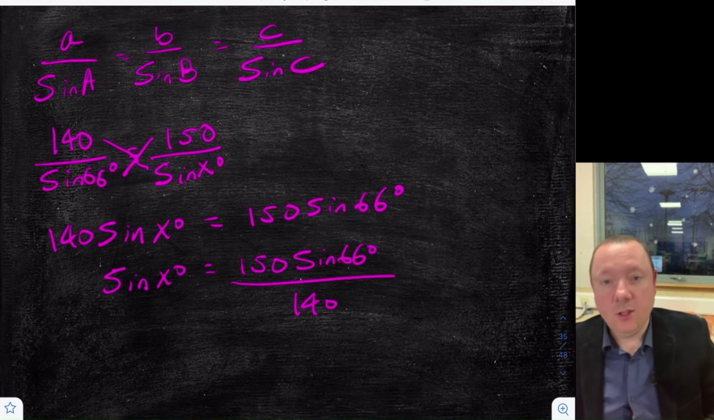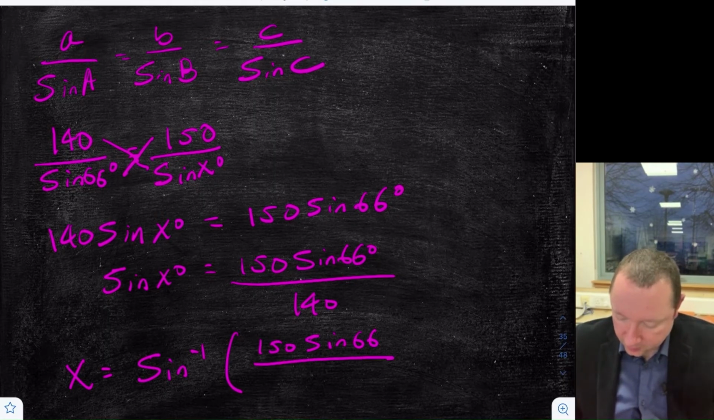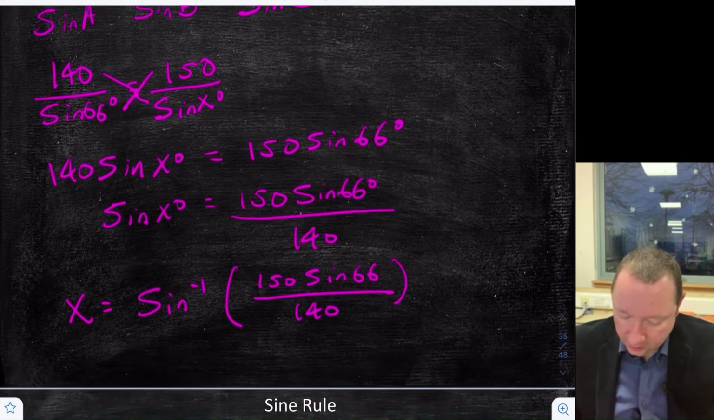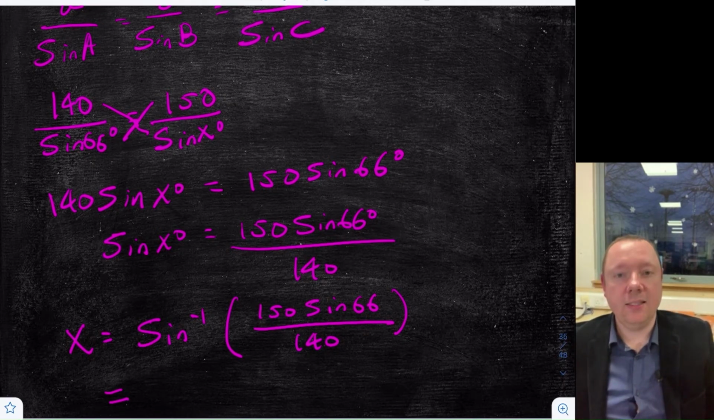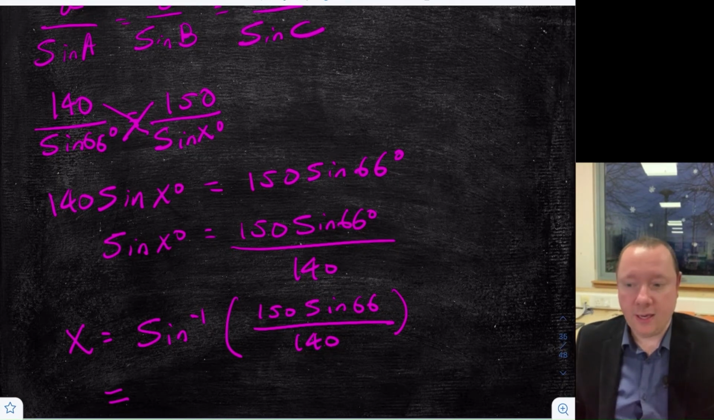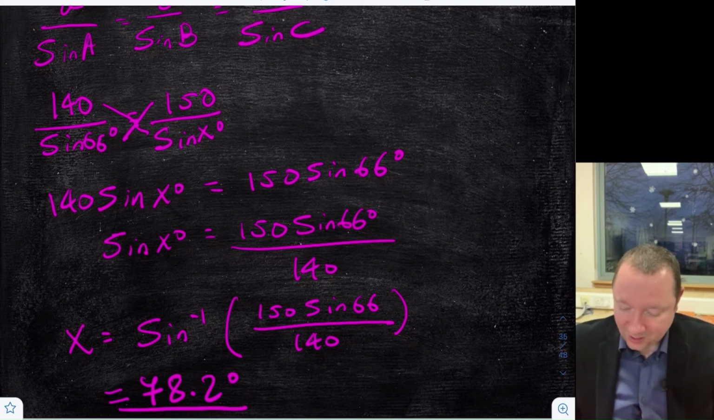So you need to do the inverse sine, because they've got sine x. So x equals the inverse sine of 150 times sine 66 divided by 140. Now you can do all that in a calculator in one step, where it's inverse sine, open a bracket, 150 times sine 66 divided by 140, close your bracket, and you will get an answer of 78.18, or 78.2 degrees if you prefer. You can work out the answer to that first and then do the inverse sine of just that answer to get the same thing. Just make sure you don't round too early.